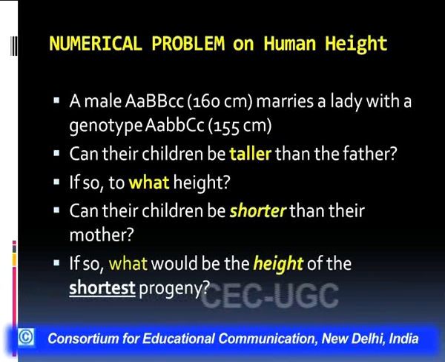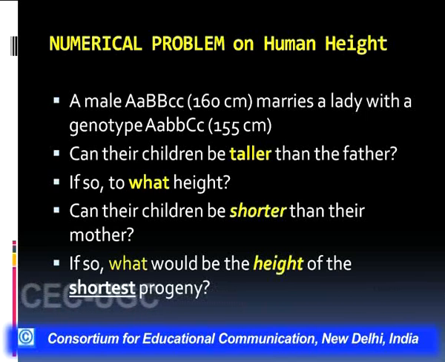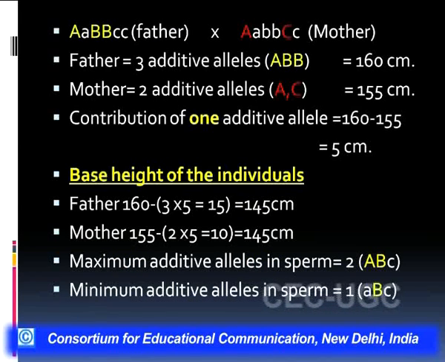A common man would say, okay, both the parents are below average, their child is bound to be shorter. My question is, can their children be taller than the father? If so, what would be the maximum height that their children could achieve? On the other hand, can their children also be shorter than the mother, because mother is only 155 centimeters, and if short, how much shorter? So, that means in terms of quantitative genetics, we have to talk about measurement. So, it is not a case of taking a mean, that is father plus mother by 2.